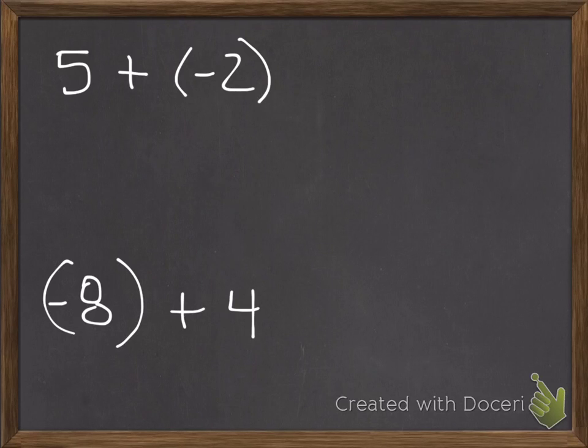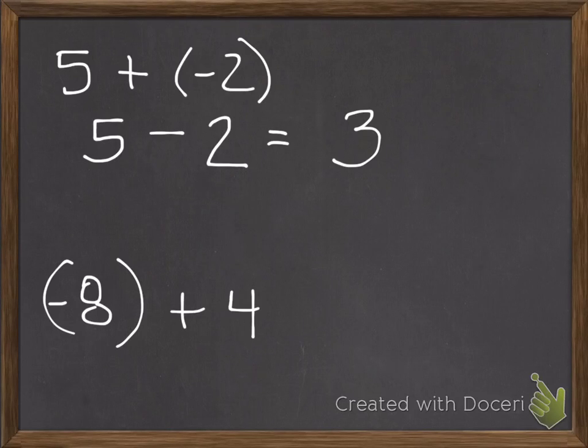Here we have examples where one is positive and one is negative. So if we have a positive and a negative integer, we're going to subtract the absolute values. The absolute value of 5 is 5. The absolute value of negative 2 is 2. So we're subtracting 5 minus 2 to get 3.